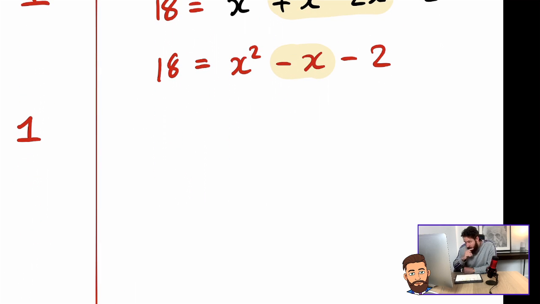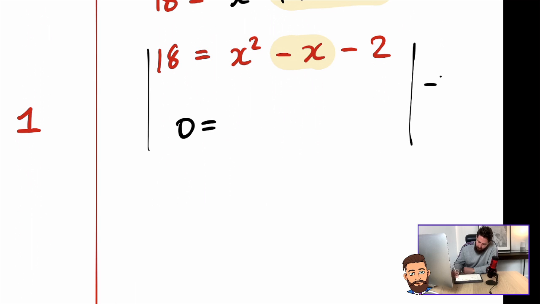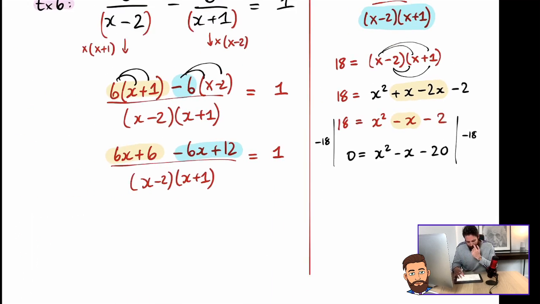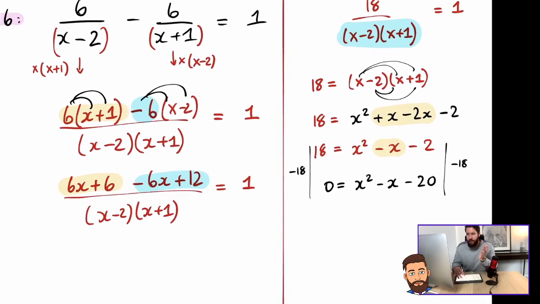When you've got a quadratic, to solve a quadratic, you would like to make it equal to 0. So we're going to make this quadratic equal to 0, which means we can take away the 18 from both sides. So we'll get x squared minus x, minus 2 minus 18 would be minus 20. So now we have a quadratic that we can solve. As you can see, we've done a lot here, and we're still not done. We still need values for x.